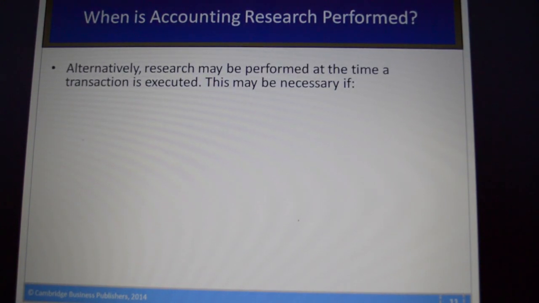Researching a past transaction. When it's not possible to research a transaction before its execution, accounting research may be necessary at the time of or after the transaction occurs. The purpose of this research is simply to determine how to record the event in financial statements and to document this determination.